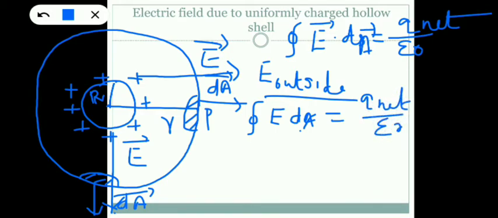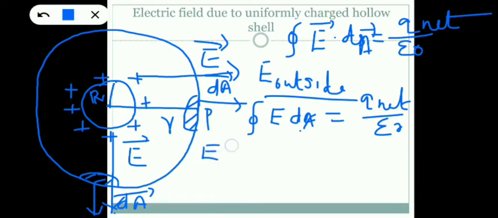Okay, so children, be with me, be ready with your pen and notebook and try to do the derivation along with me, so that we can easily follow it. So this will be our first step. Closed integral E dA is equal to Q net by epsilon naught. Now, as we have done in our previous sessions, electric field intensity is constant, so it can be taken outside the integral.